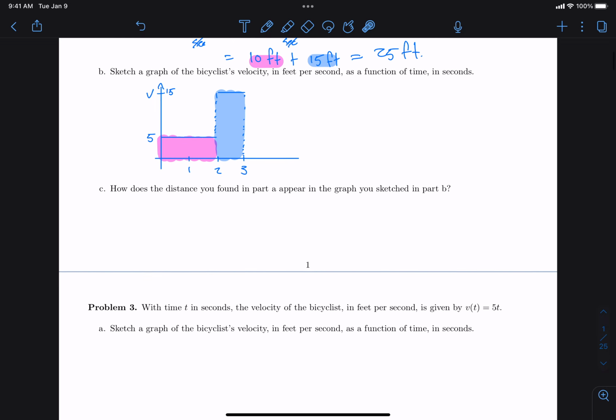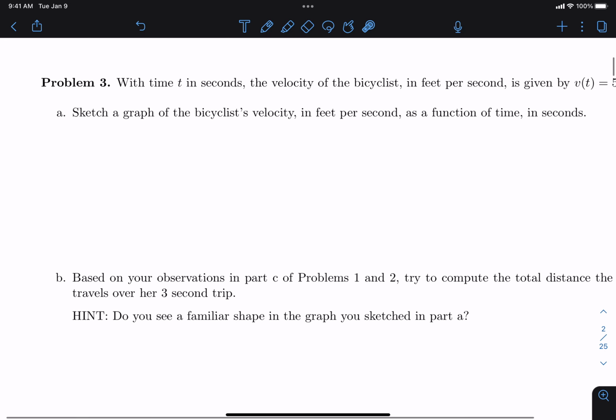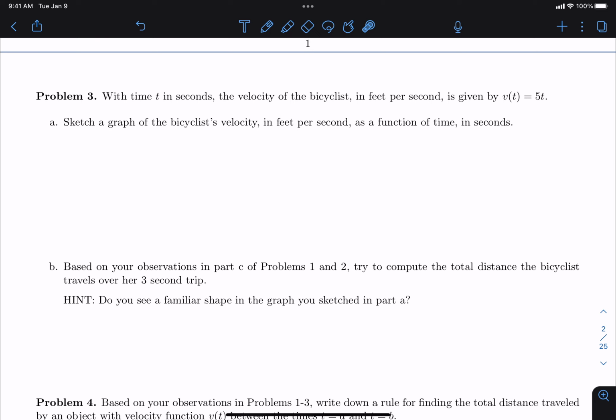All right, let's see something harder. Aha. Now what do they tell us? Now they tell us that the cyclist is cycling their little heart out in such a way as to have a velocity which is proportional to the time, meaning that the longer I go, the faster I ride my bike, right? So what does this function look like if I were to draw its graph? V of t equals 5t, that is a linear function with slope 5.